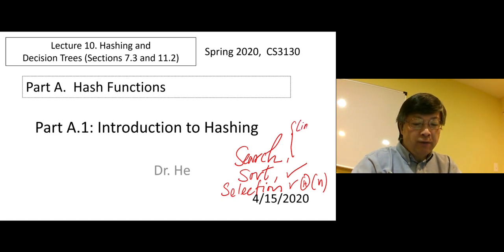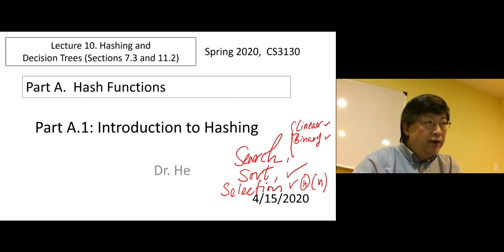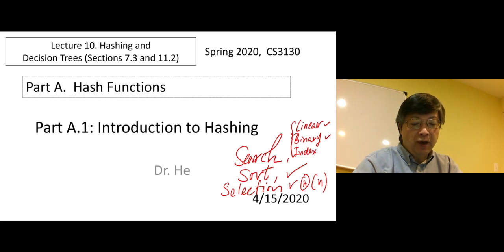Linear search or sequential search, and binary search. These two are the big ones, the most important. Another, not that big, very small, so we will mention it a little bit, is index search. And now the fourth one, hashing.